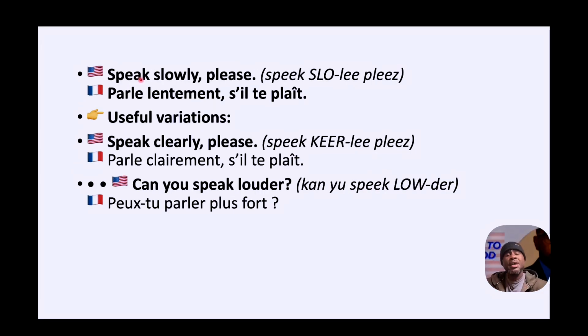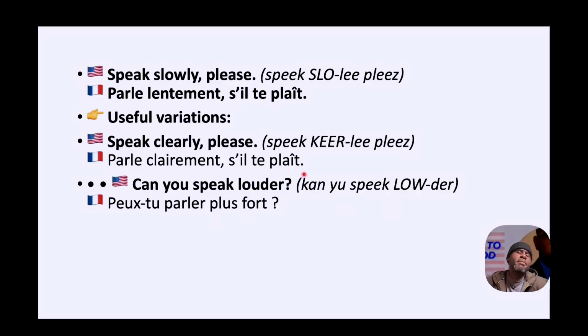Suivant. Speak slowly, please. Parle lentement, s'il te plaît. Speak clearly, please. Parle clairement, s'il te plaît. Can you speak louder? Peux-tu parler plus fort?